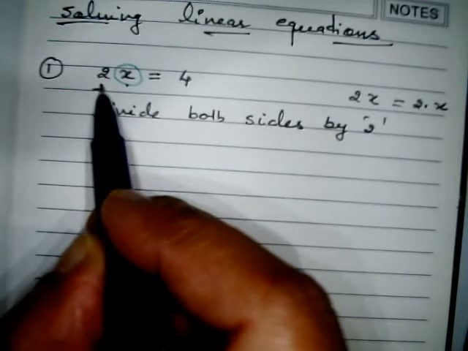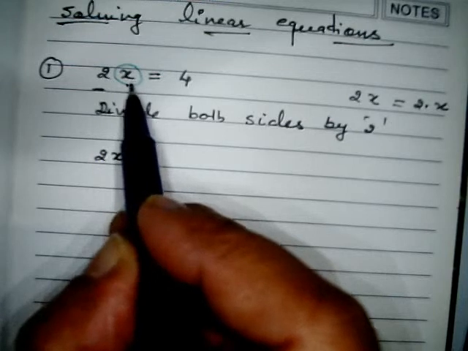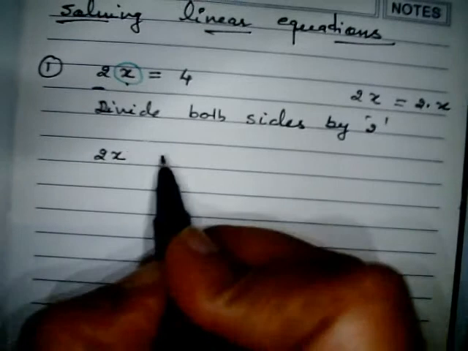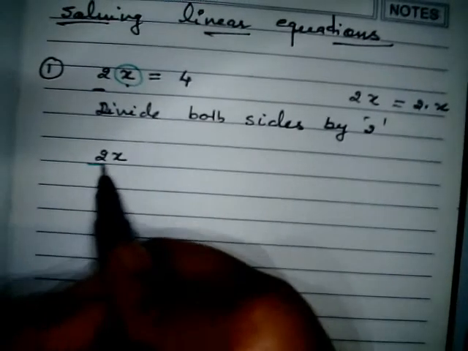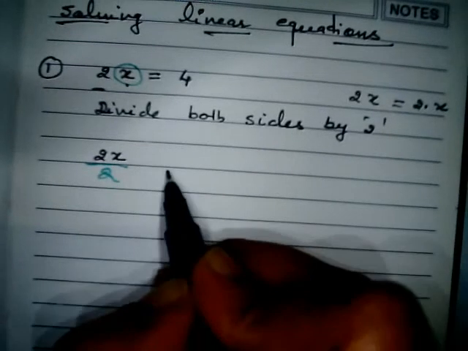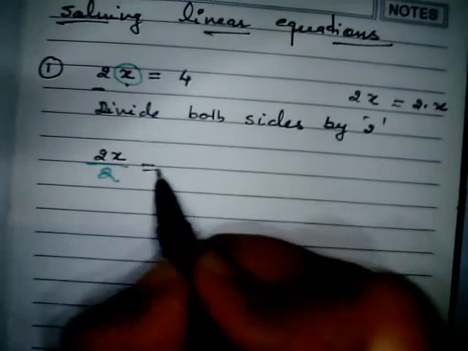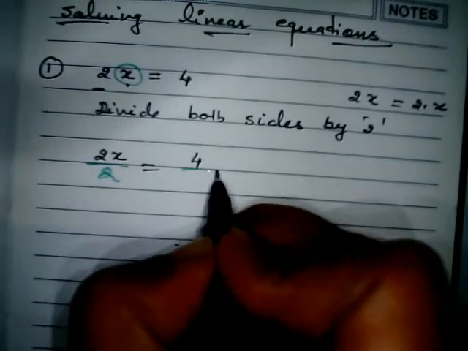This 2 is with the multiplication sign with the variable. So how can we remove it? We need to divide by 2 on both sides. So this is 2x upon 2 equals 4 divided by 2. Now I need to simplify.